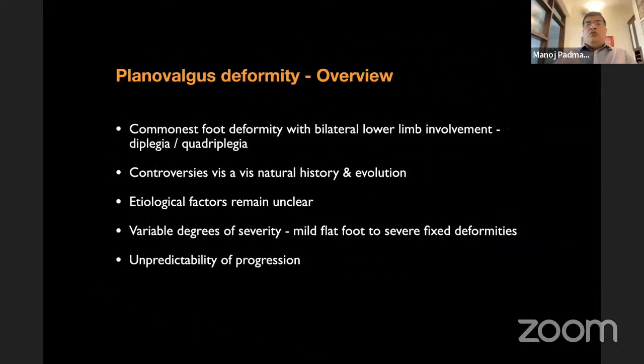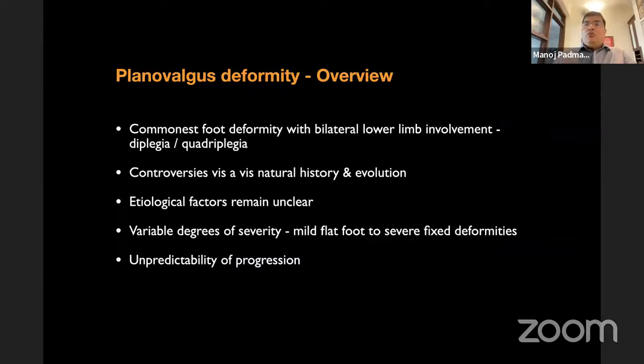So moving on to the pathological anatomy and underlying etiology. It's the commonest foot deformity in a cerebral palsy child who has bilateral lower limb involvement, so in diplegics and in quadriplegics. There are controversies vis-a-vis its natural history and how it evolves.